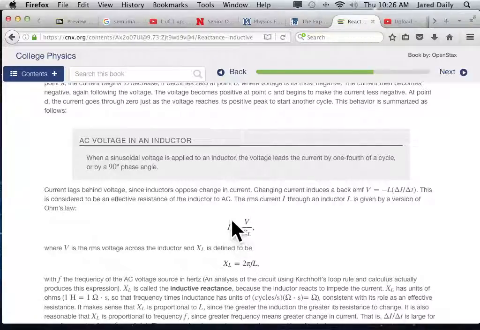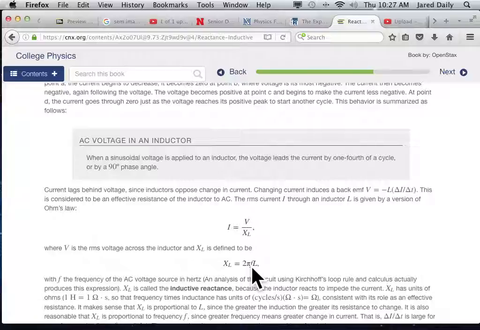We would have the current in the circuit equal to the voltage in the circuit divided by the reactance instead of the resistance. We use X sub L for the reactance of an inductor in a circuit. But what is X sub L supposed to be? Well, this is a little bit beyond the mathematics of this class, but it turns out to be equal to 2 times pi times the self-inductance of the inductor times the frequency of the AC circuit.